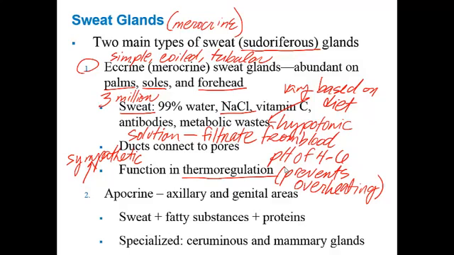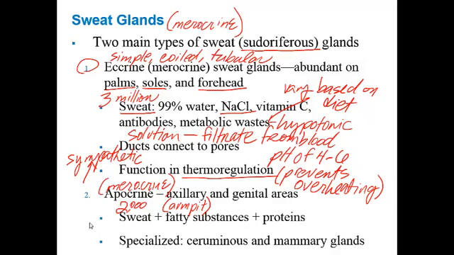The second type of sudoriferous gland is called the apocrine gland. And we have much fewer of these. We only have about 2,000 or so. And they're going to be in the armpit, which is the axillary, you'll recall from chapter 1, and the genital areas. And in spite of their name, they actually are a type of merocrine gland, just like the eccrine sweat glands. And they're going to release their product by exocytosis, just like the eccrine sweat glands.